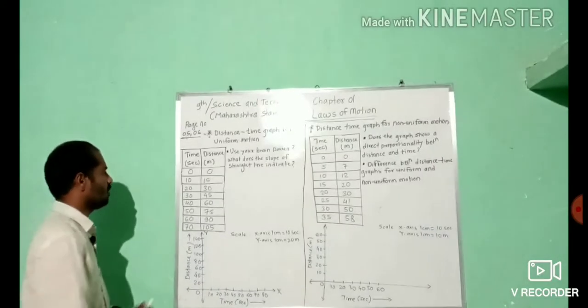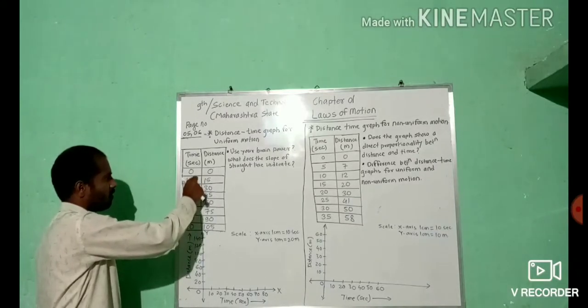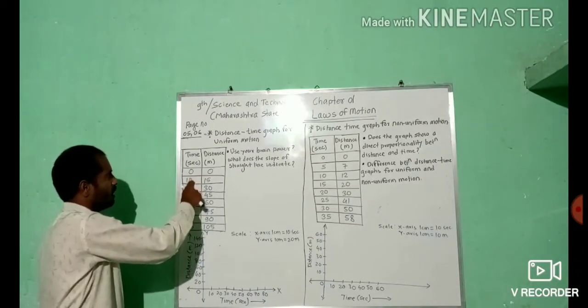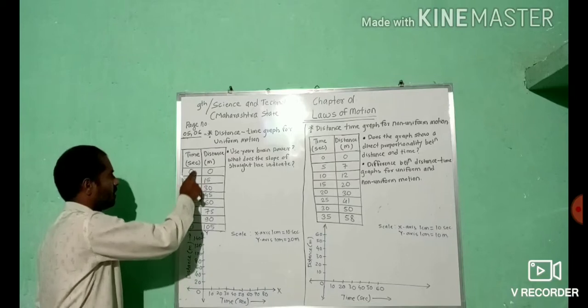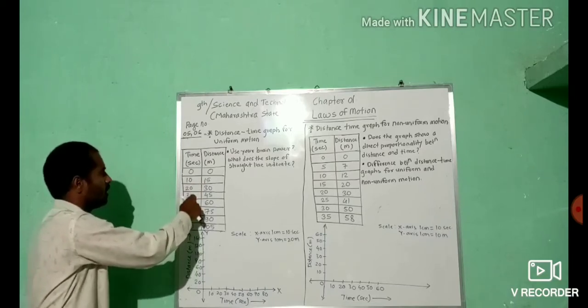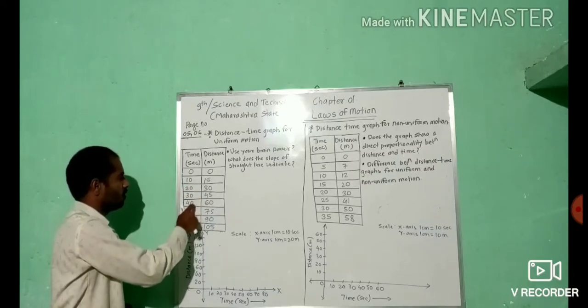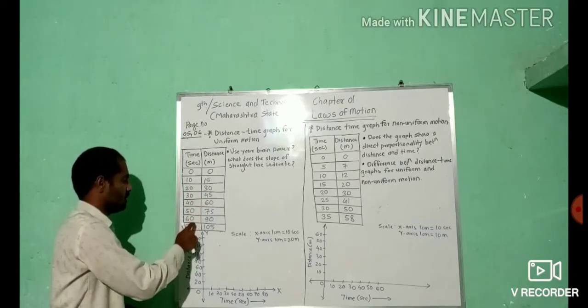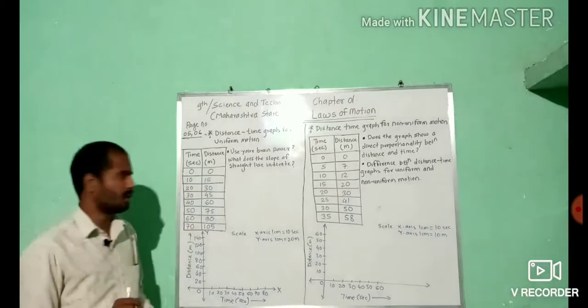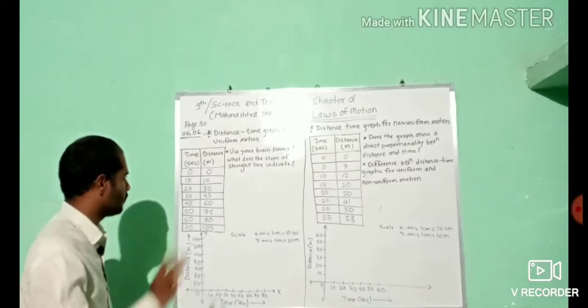So what is the time interval here? The time interval is 10 seconds. For each reading there is a difference of 10 seconds. First 0 to 10, then 10 to 20, 20 to 30, 30 to 40, 40 to 50, 50 to 60, 60 to 70. The interval of time is 10 seconds, that is equal. So we have an equal interval of time there.